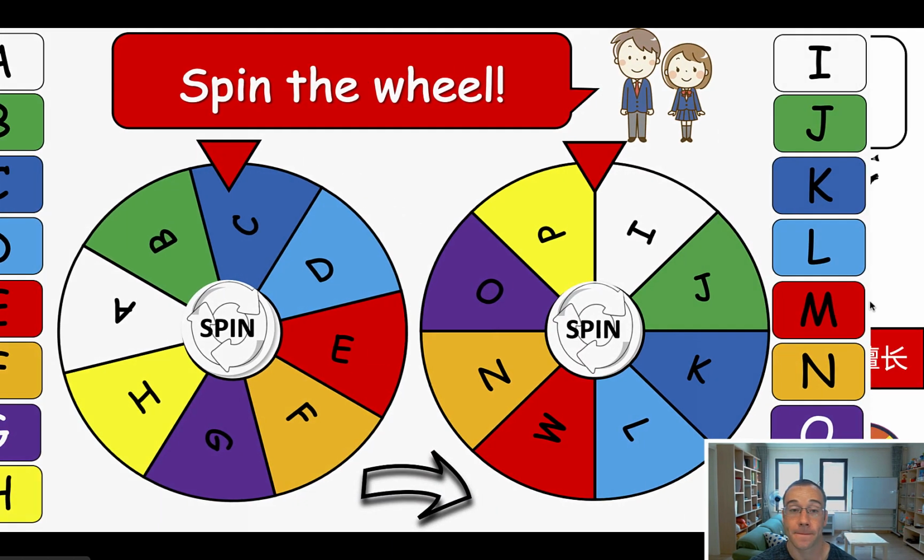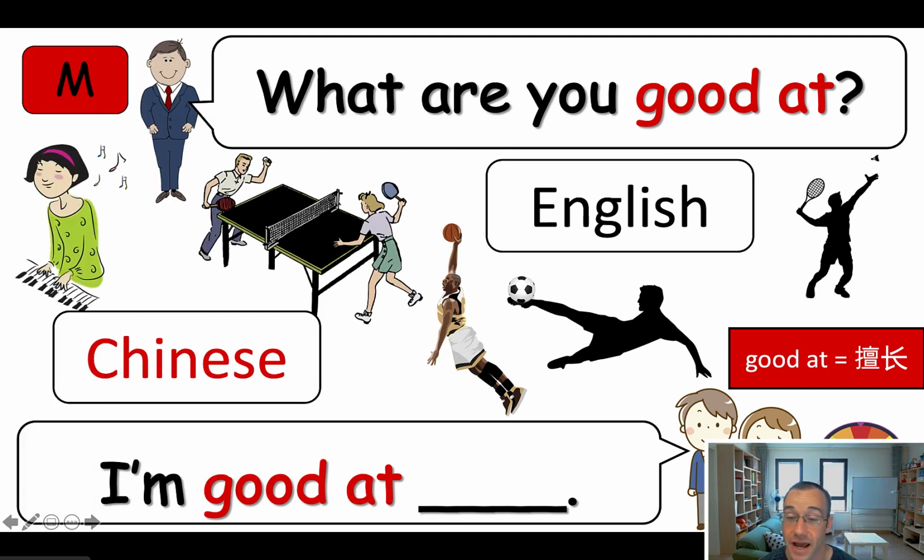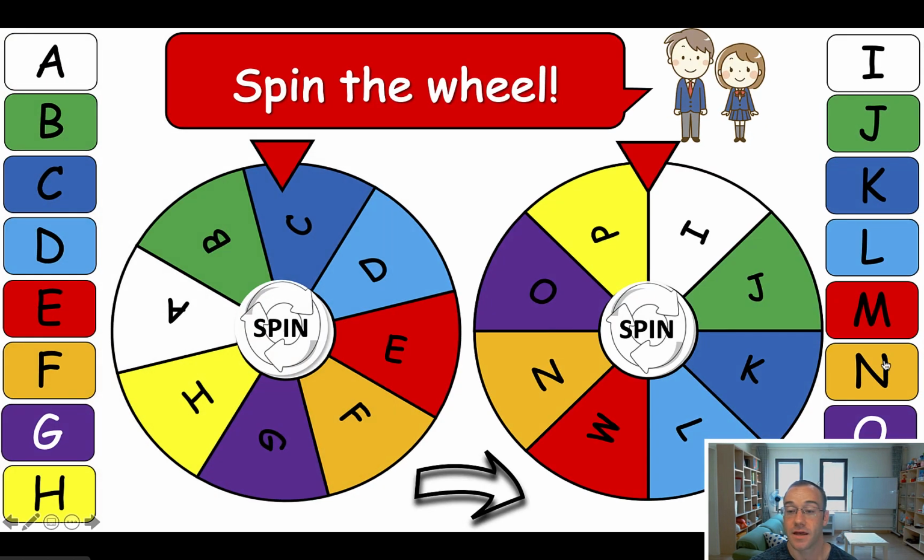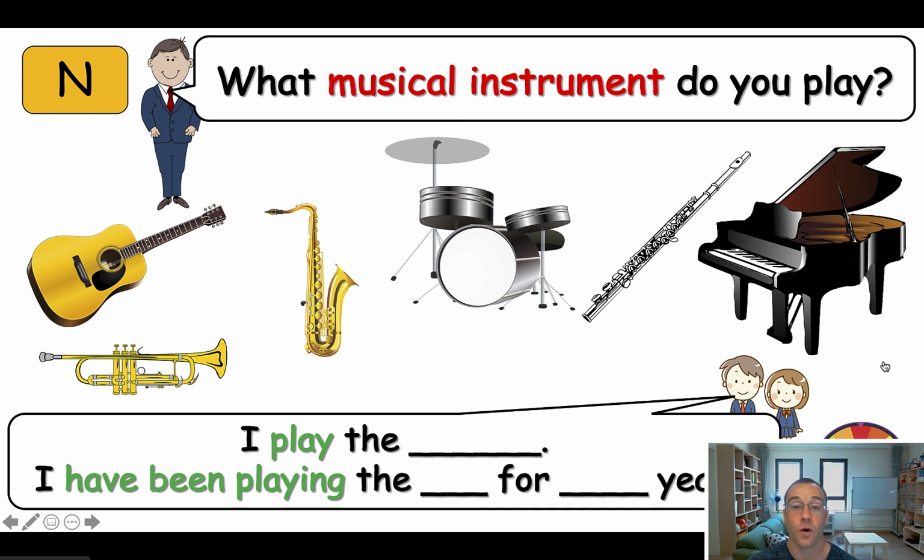M, what are you good at? Okay, and I have the translation there for good at, and they can see some stuff here. I'll tell them I'm good at running. What are you good at? N, what musical instrument do you play? Okay, so they'll say I play the guitar. I've been playing the guitar for how many years?